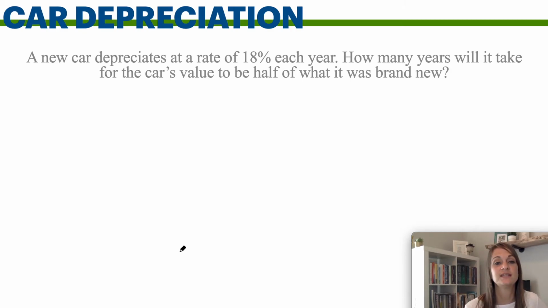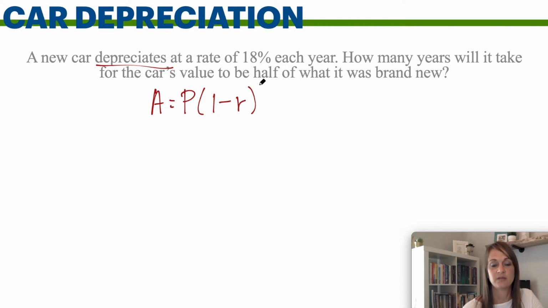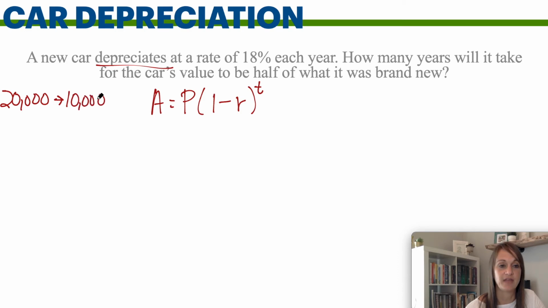A new car depreciates at a rate of 18%. Okay, so a depreciation value is just going to be the basic decay exponential function because it depreciates, it's minus. How many years will it take the car's value to become half of what it was brand new? So let's say you bought it brand new for $20,000. So they want to know, when is the car going to be half of that? Or if it's $30,000, you want to know when it's going to be worth only half of that. If it was $45,000, then you want to know, again, when is it going to be half of that?